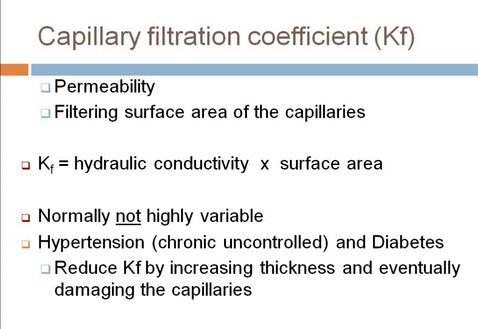Normally, it is not highly variable, but in conditions like uncontrolled hypertension or diabetes, there will be a reduction of this value of filtration coefficient because there will be increase in thickness, eventually damaging the capillaries. So whenever there is thickening of the basement membrane, as happens in uncontrolled hypertension or diabetes, it will affect the permeability, and it is going to affect the filtration.